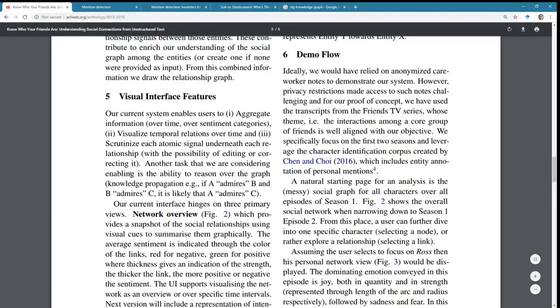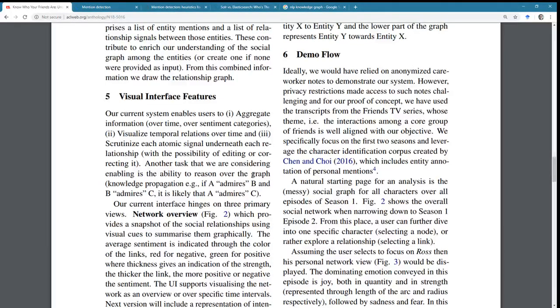Another task that we are considering enabling is the ability to reason over the graph, knowledge propagation, e.g. if A admires B and B admires C, it is likely that A admires C. I don't know that that's a great example. Maybe something like if A is the student of B and B is the teacher of C, then C is the student of A. I don't know. Maybe something that's more usually reciprocal, because admiration is not necessarily reciprocal. I don't think it's a bad idea. I just don't like their example.